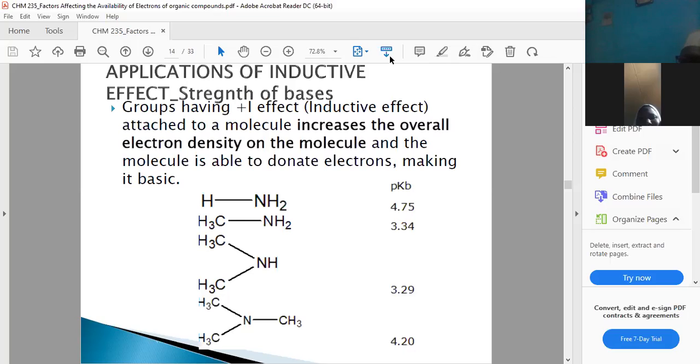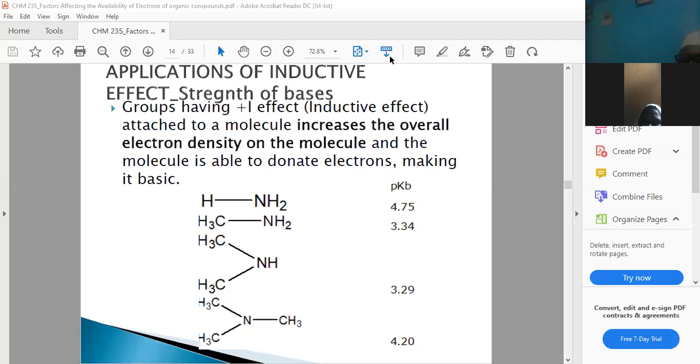So what is responsible for that? That's what I expect you to ask. I did explain the reason in the lesson, but let me explain it again. We expect it to be a stronger base because of the 3 methyl groups that will be donating electron to the nitrogen atom. But because another factor is operating in trimethylamine, that factor overshadows the inductive effect. That is why it is a weaker base.